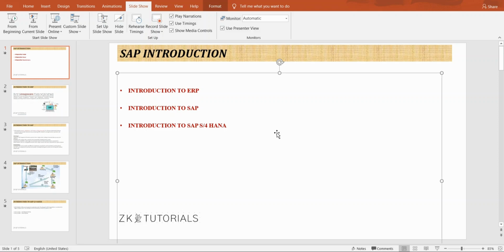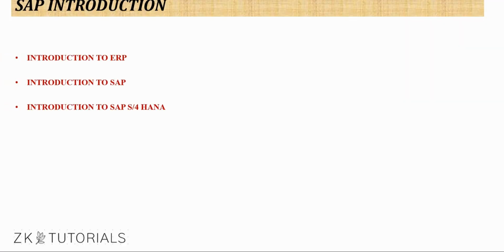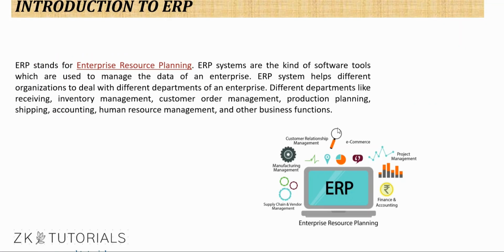If you enter into this ERP part, what does ERP stand for? ERP stands for enterprise resource planning, as you can clearly see here. If we decode this, you will get a better understanding. In enterprise resource planning, enterprise denotes a company. Enterprise means it's for a company.